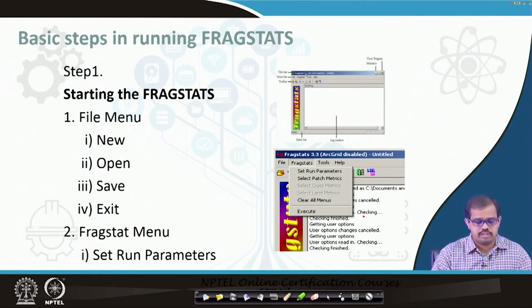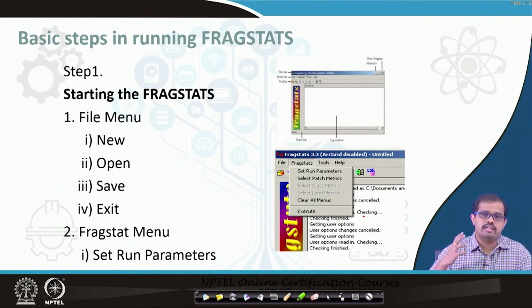I am using version 3.3, which I love the most. There are recent versions, 4 and now 5. All these versions are there, more modified and better versions with a large number of metrics available, but I am very comfortable with 3.3. So I am giving you an example with FragStat 3.3.